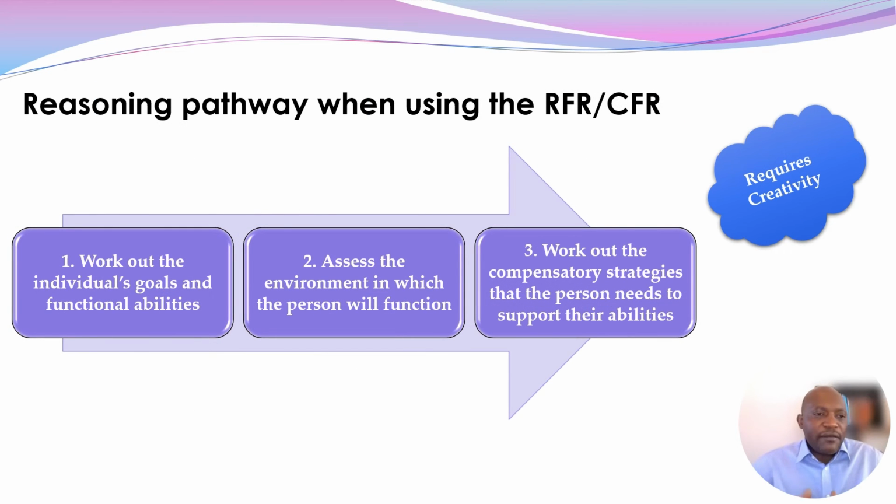So for both of these frames of reference, the reasoning pathway when using them is generally the same. You start by working out the individual's goals in terms of their occupational participation or occupational engagement, and also looking at their abilities. After that, we assess the environment in which the person is going to be functioning, the context and the physical environment, all those aspects of the environment. And then we work out the compensatory strategies that the person needs in order to support their abilities. Both of these frames of reference definitely require creativity on the part of the therapist.